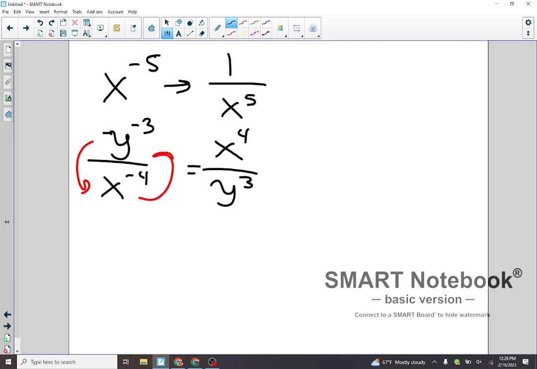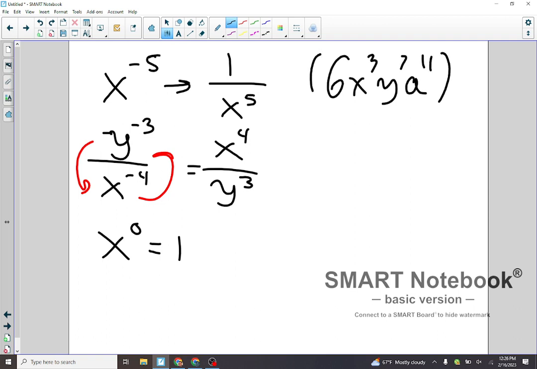And something that I told you today, anything to the 0 power will equal 1. So even if I had something crazy like this, I don't know, 6x to the 3rd, y to the 7, a to the 11, all to the power of 0, we don't need to distribute. As soon as I see it's the power of 0, I write my answer as 1.